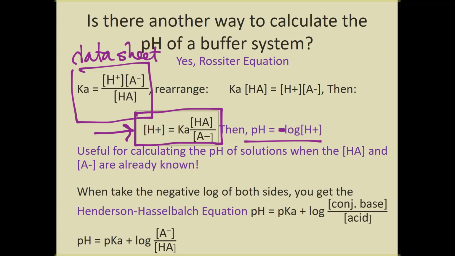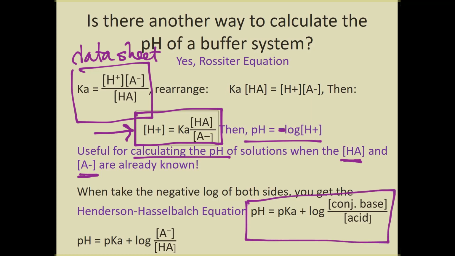So again, this equation is very useful to calculate the pH of solutions when you know both the weak acid and the conjugate base, so when they are known. Now, when you take the negative log of both sides, you get this equation. And I find students really mess up with this equation. It's kind of confusing. You don't know what goes where, but this is also on your data sheet. They took it away for a few years, but they've just recently put it back.